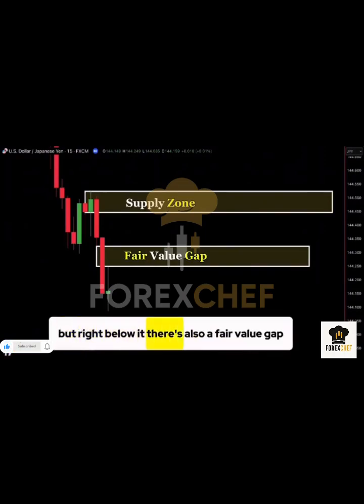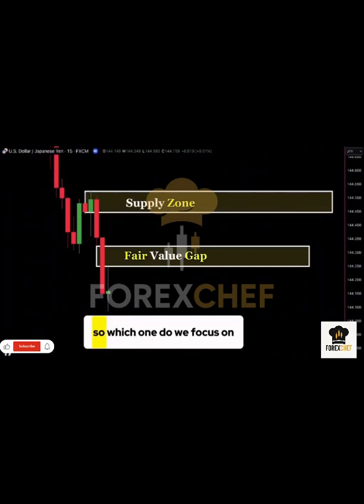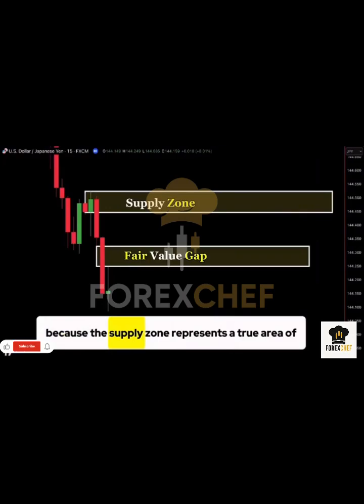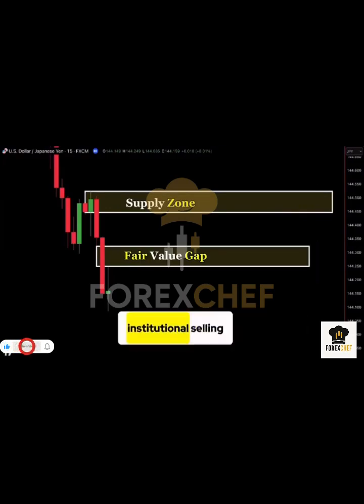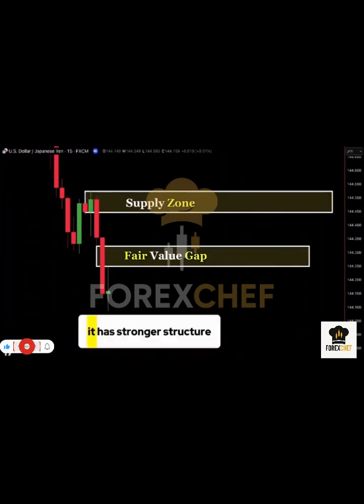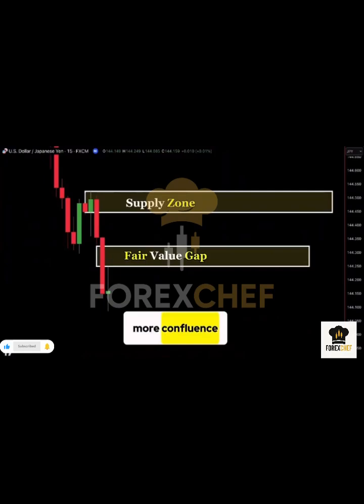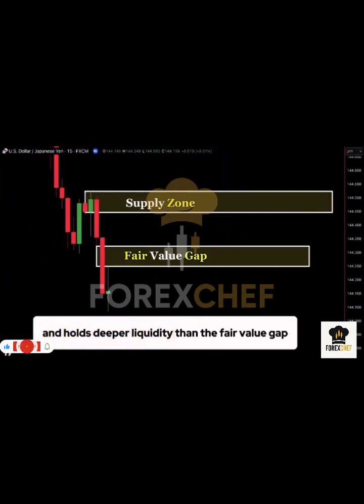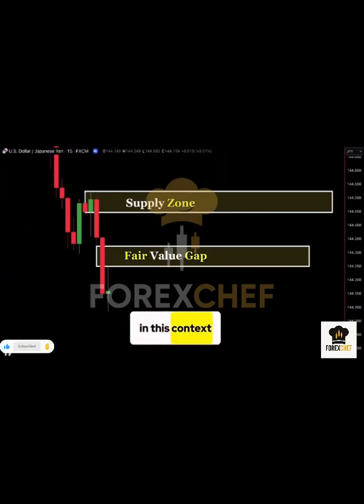But right below it, there's also a fair value gap. So which one do we focus on? In this case, the answer is simple. We prioritize the supply zone and ignore the fair value gap. Why? Because the supply zone represents a true area of institutional selling, where smart money likely place large orders. It has stronger structure, more confluence, and holds deeper liquidity than the fair value gap in this context.